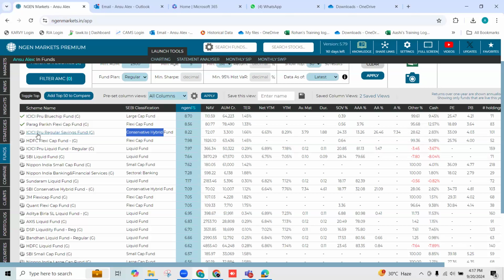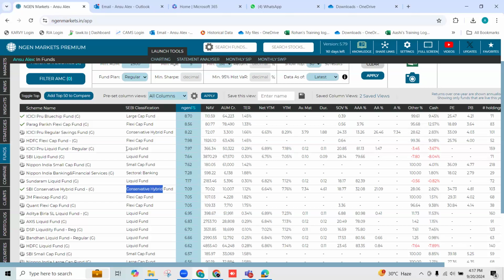Now you could either go forward with this fund, but I would rather take up some fund from another AMC because I already have iPro as an AMC. I would like to go forward with some other AMC. So the next best performing fund from this category of conservative hybrid happens to be SBI conservative hybrid. I'll click on this compare icon. So as of now, we have covered 3 categories: large cap, flexi cap, and conservative hybrid.